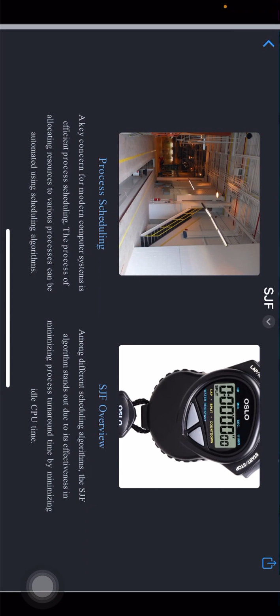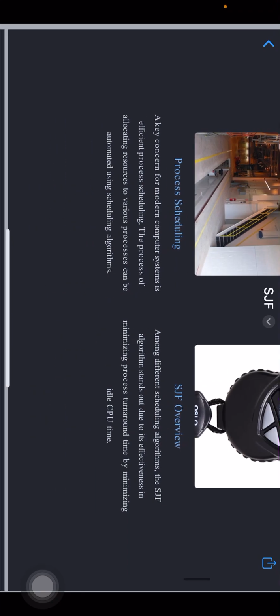Moving on to the definition of the shortest job first scheduling algorithm, it stands out due to its effectiveness in minimizing process turnaround time by minimizing idle CPU time. It selects the process that has the shortest burst time and executes it until that process ends, and then from the ready queue it selects the other process that has the shortest burst time.